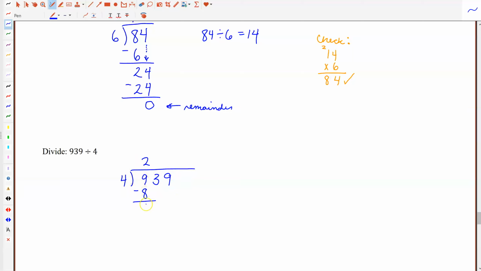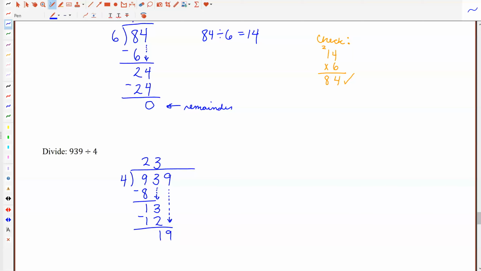9 minus 8 is 1. So that's the remainder in that step. It's looking good because this number is smaller than that, so I went in enough times. Now I'm going to bring down the next number. Just the next number, not the next 2 numbers. So then I'm going to ask myself, how many times does 4 go into 13? Well, it goes in 3 times. We'll put that above the line. 3 times 4 is 12. Put that right here, and we'll subtract going down. 13 minus 12 is 1. And now I'm going to bring down the next number.